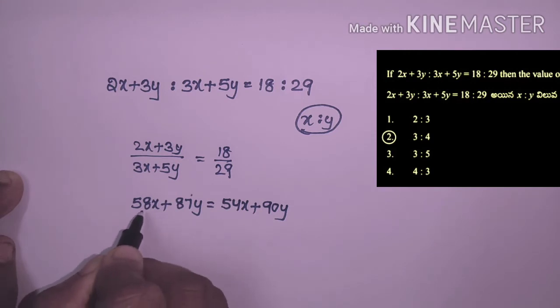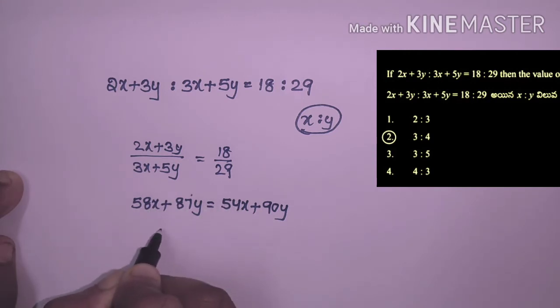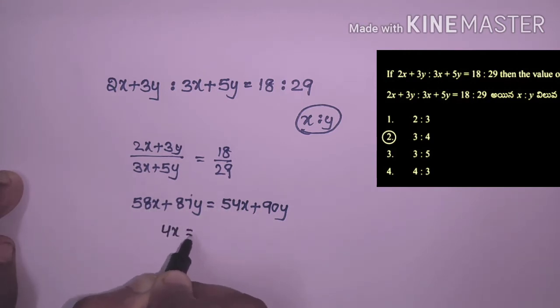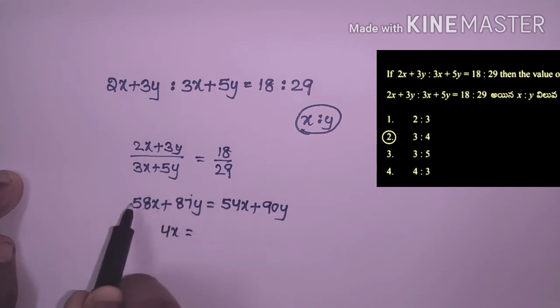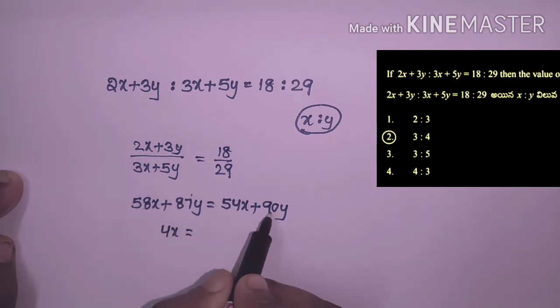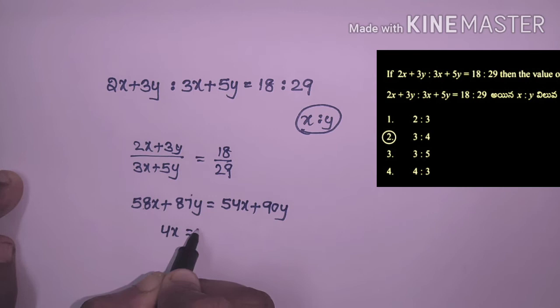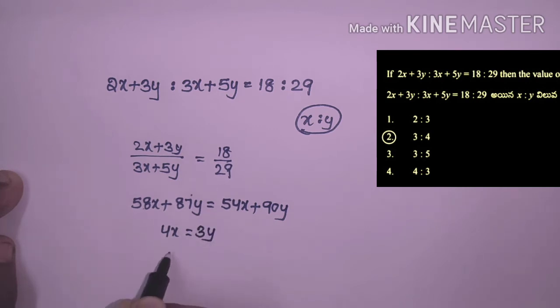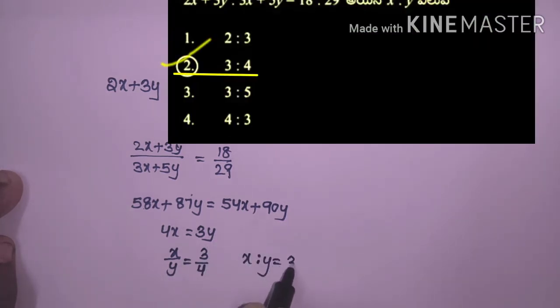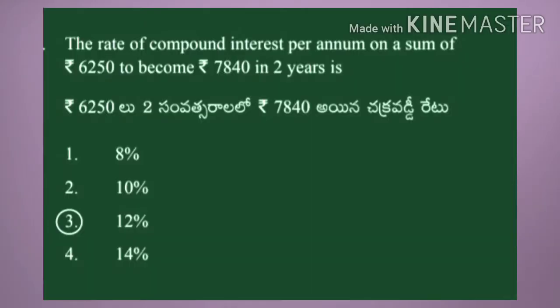Simply taking the cross product: (2x plus 3y) into 29 is equal to (3x plus 5y) into 18, which implies 58x minus 54x, that is 4x, is equal to 90y minus 87y, that is 3y, which implies the value of x by y is equal to 3 by 4. Therefore, x is to y is equal to 3 is to 4. That is the second option. That's all.